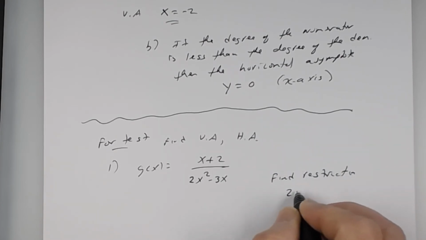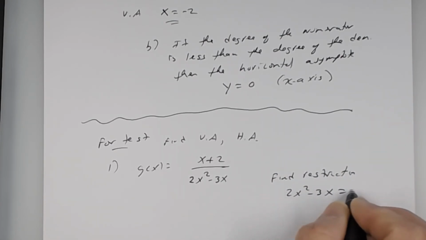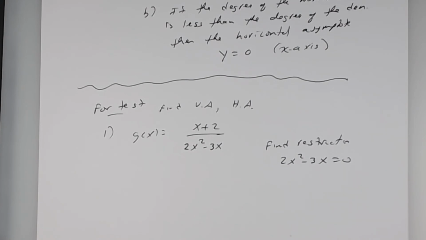And to find the restrictions, I take that denominator and set it equal to 0. What kind of equation did I just write? Quadratic. So how are you going to solve this quadratic equation? I'm not going to use a formula in that one. You can factor out an x, right? The GCF is x. So you get x times what?